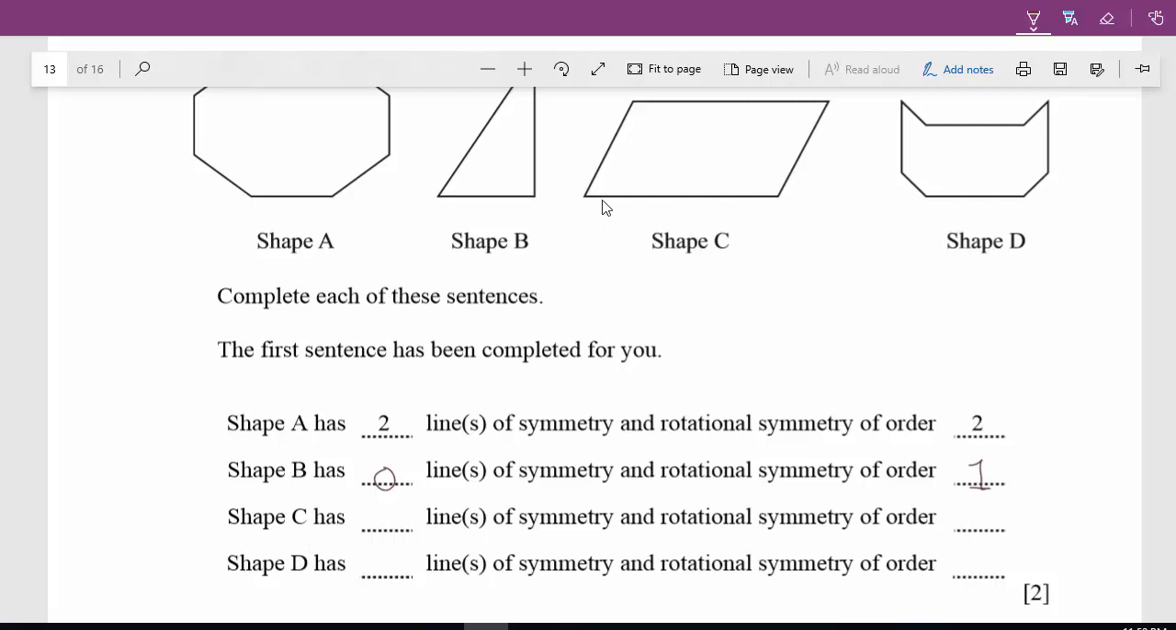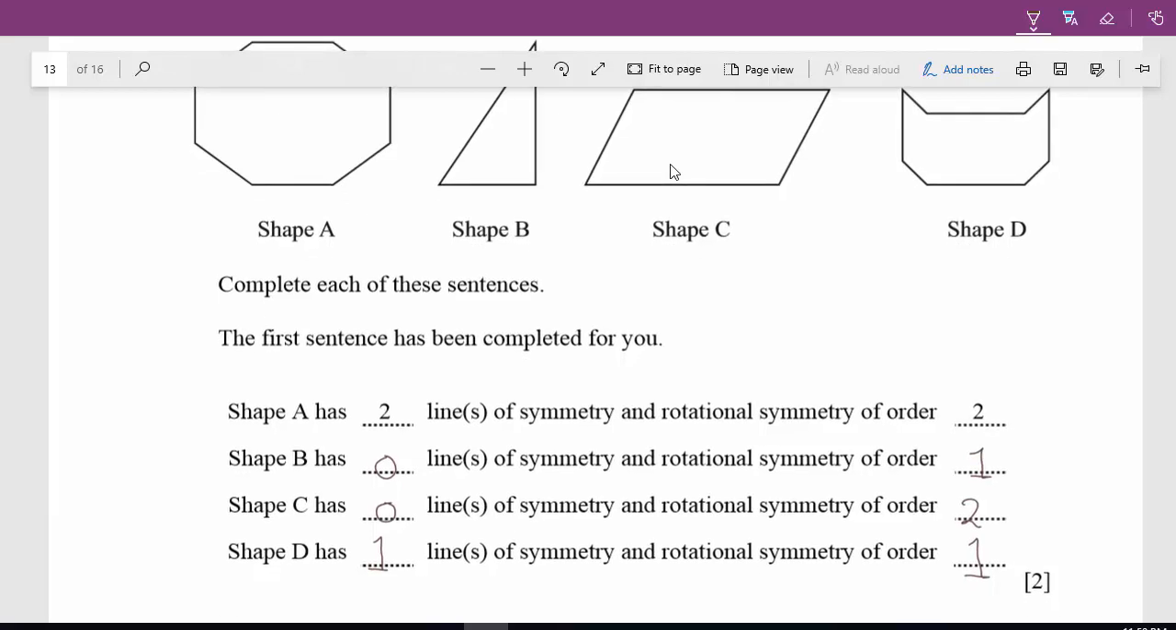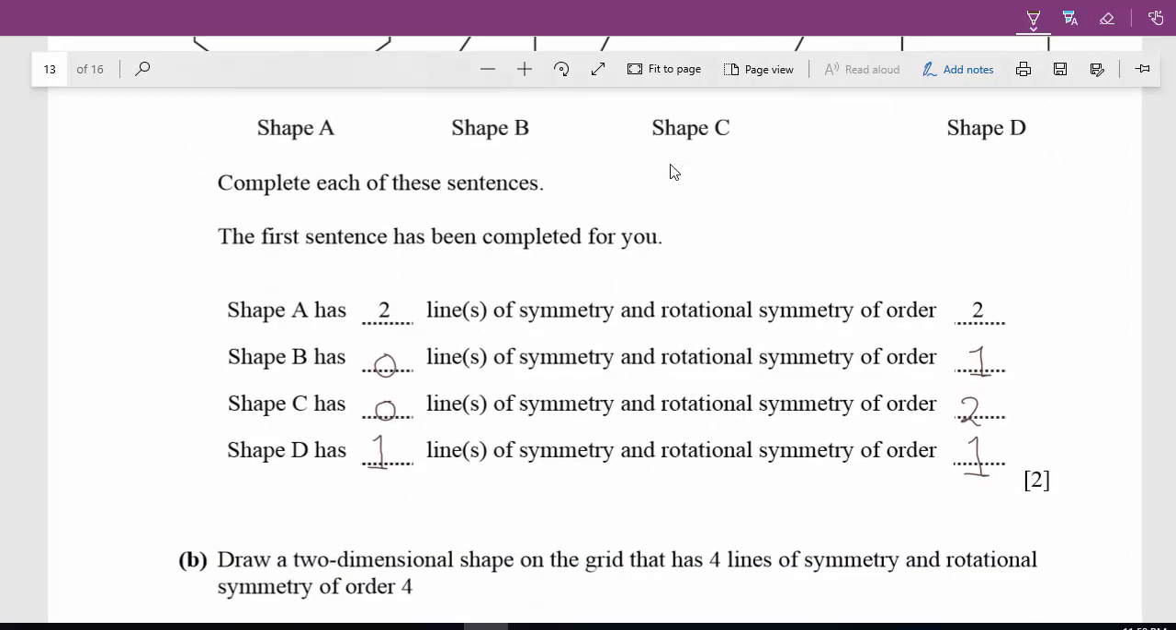Shape C, a parallelogram, has no line of symmetry and it has rotational symmetry too. So 0 lines of symmetry and rotational symmetry of order 2. Shape D has 1 line of symmetry because we can cut it into 2 identical parts vertically, and it has order 1 rotational symmetry because if we rotate the shape only once we see this. But if we rotate the parallelogram twice, we see the exact same shape. The original one is the first, and after 2 rotations, again we see the same shape.